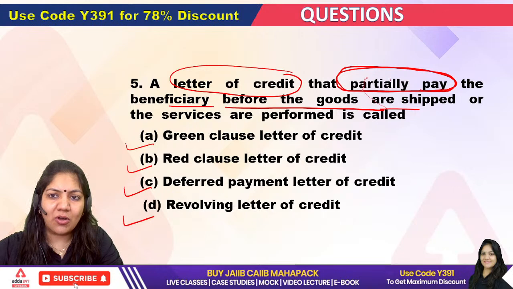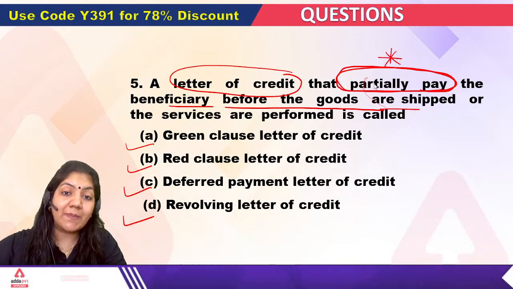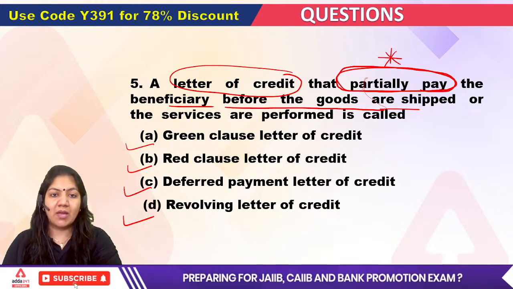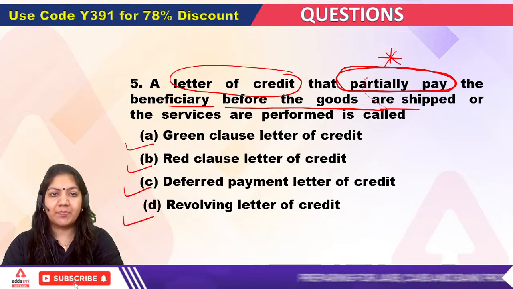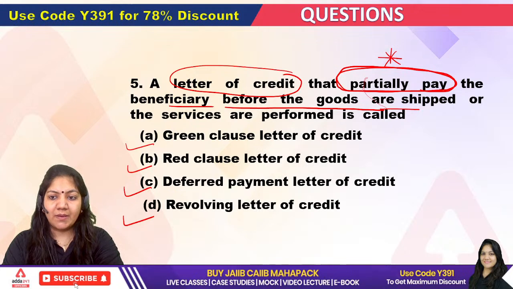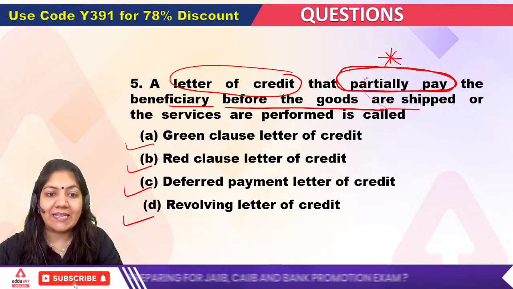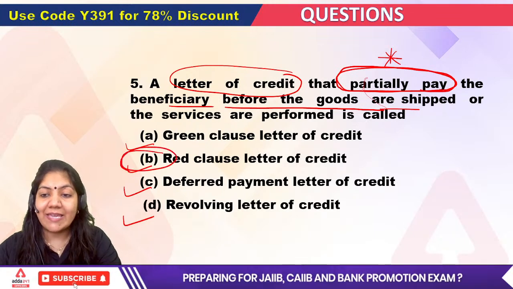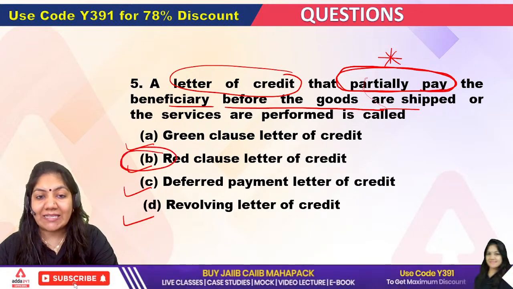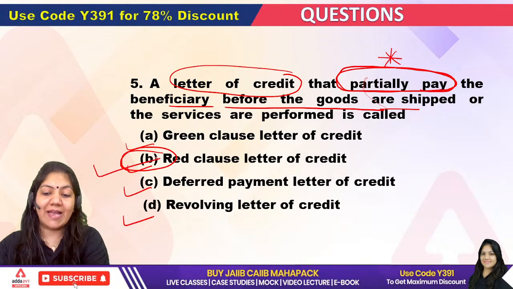The key point is already given. If you know which kind of LC there is in which we partially pay the beneficiary. Exactly, Anand sir. Excellent. The exact answer is red clause LC, in which we have to partially pay. So B is the exact answer.